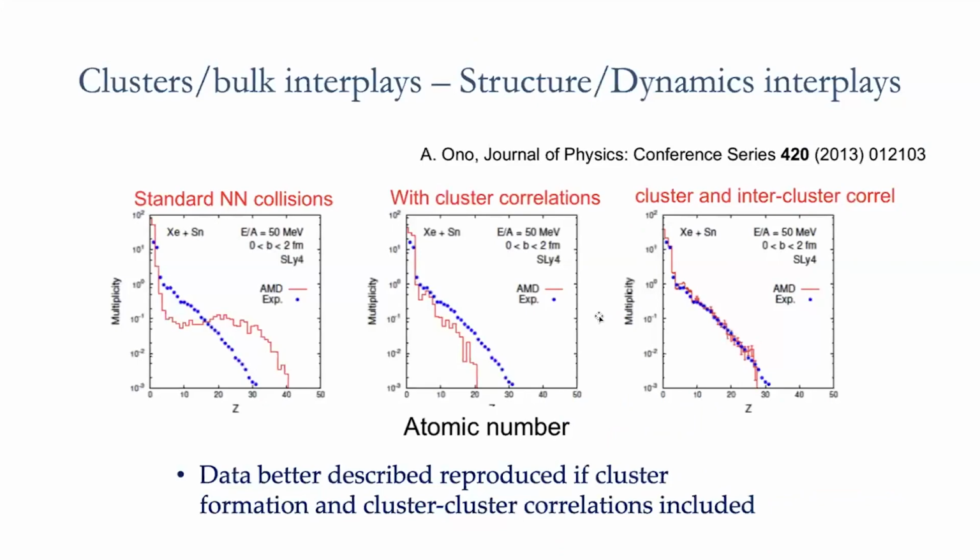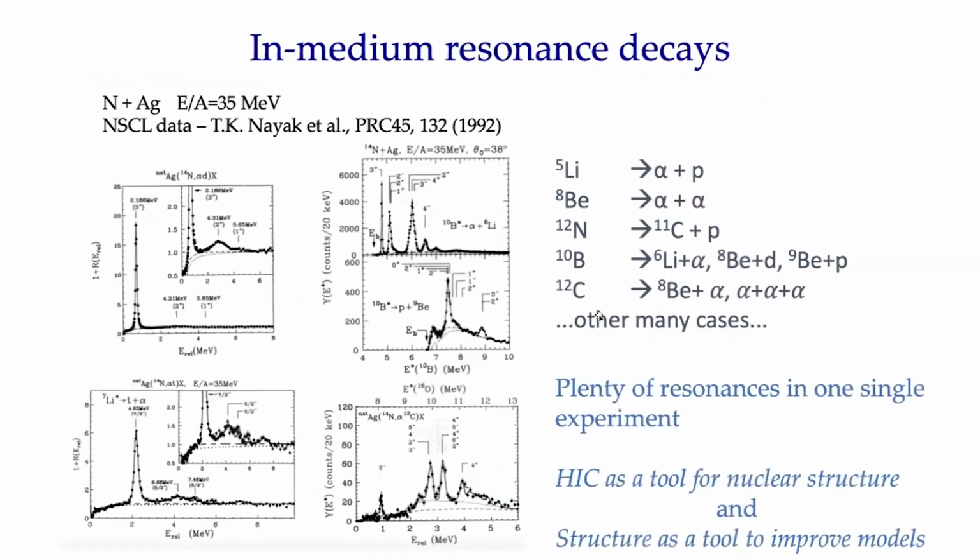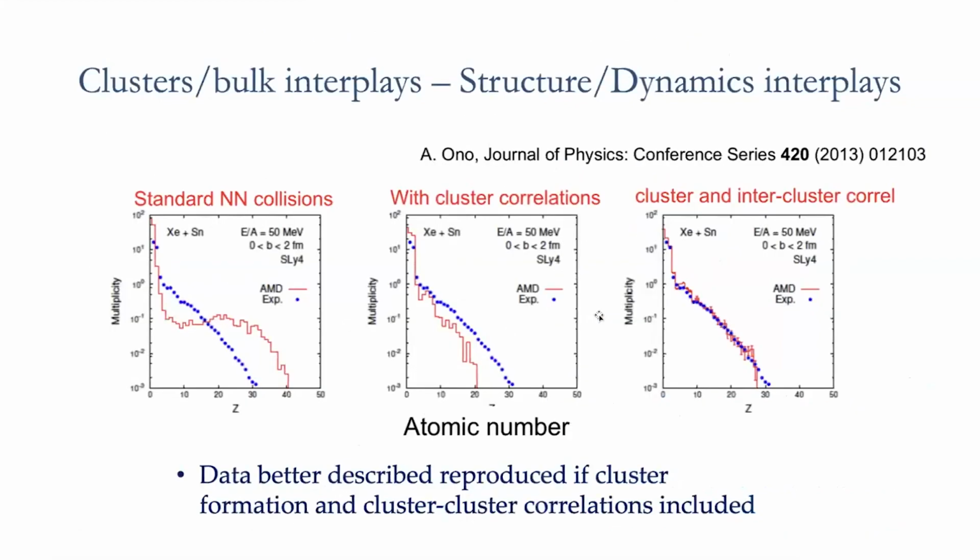Okay, but this problem is very important. If you have clusters, all these particles that correlate with one another, you affect dynamics. And this is shown here. For example, we measure experimentally the distribution of charge that can be produced during these collisions. Event by event, you count how many Z=1, Z=2, Z=3, up to Z=30 you have, and you measure these blue points here. And then you try to use your model to reproduce this experimental distribution.